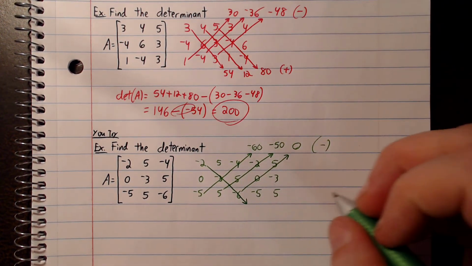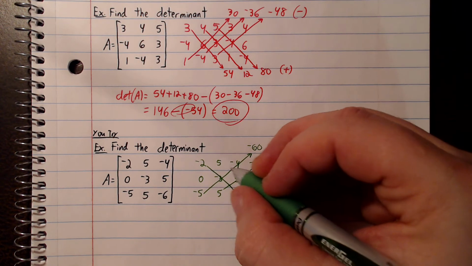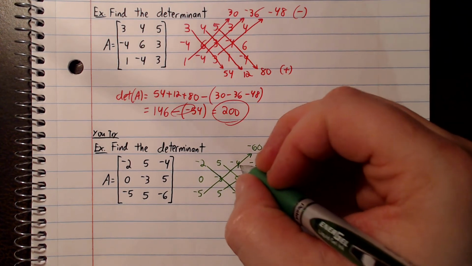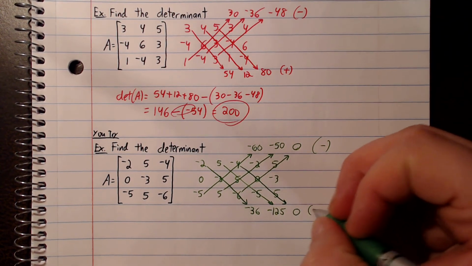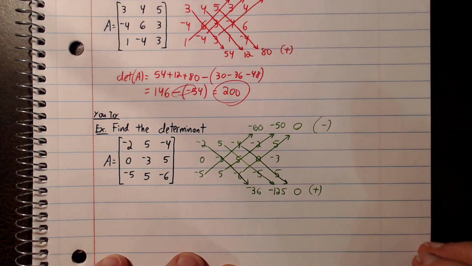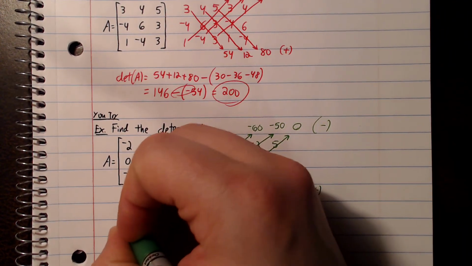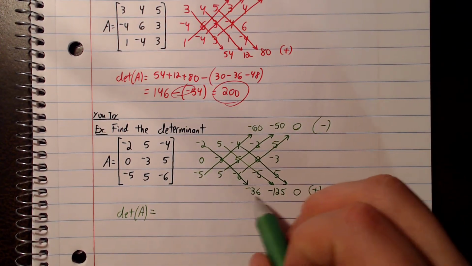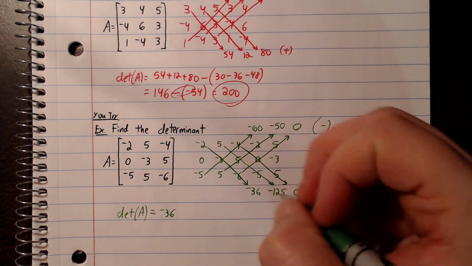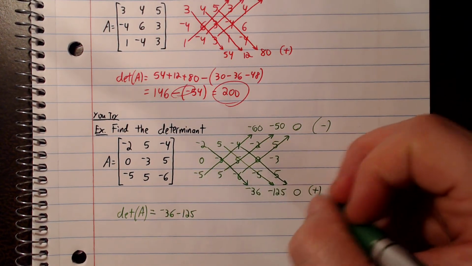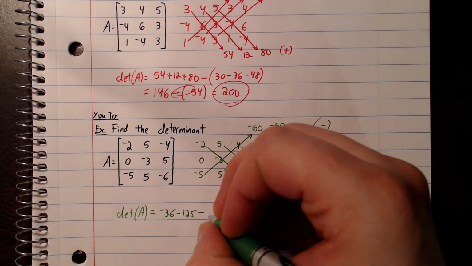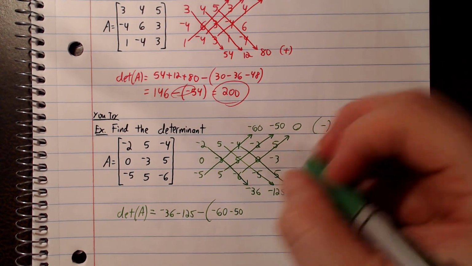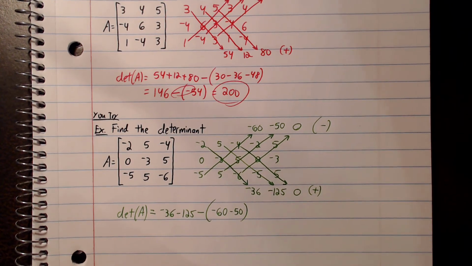Now we got to do the down arrows. Negative 36 here. Negative 125 here. And again with a 0. These are the ones that we're going to add. Let's see, so we've got to do the addition ones. That's negative 36 minus 125. I'm not even going to write the plus 0. Minus negative 60 minus 50. And I'm not even going to write that 0. No point in writing them.